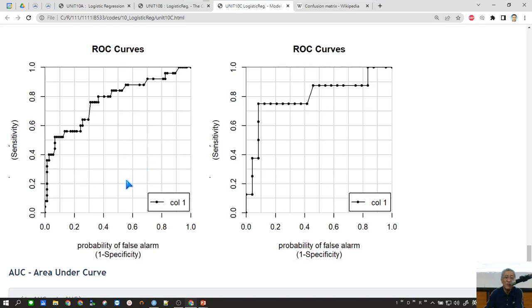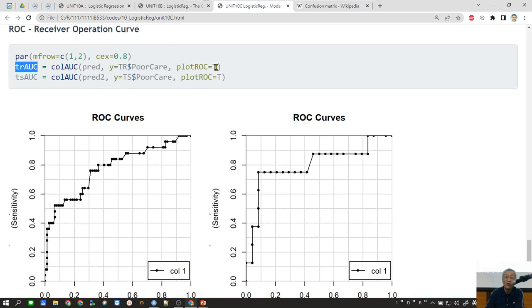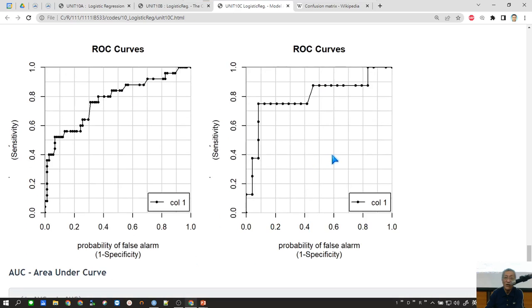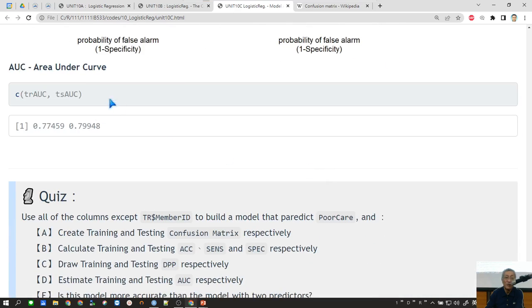The area is always a number between 0 and 1, because the entire area is just 1. If you set plot ROC equal to true, it will also make the plot. And this is for testing: the testing probability and the testing Y. Then you have the ROC here, and you can see that the area under curve for training and testing, the AUC, are 0.77 and 0.79 respectively.